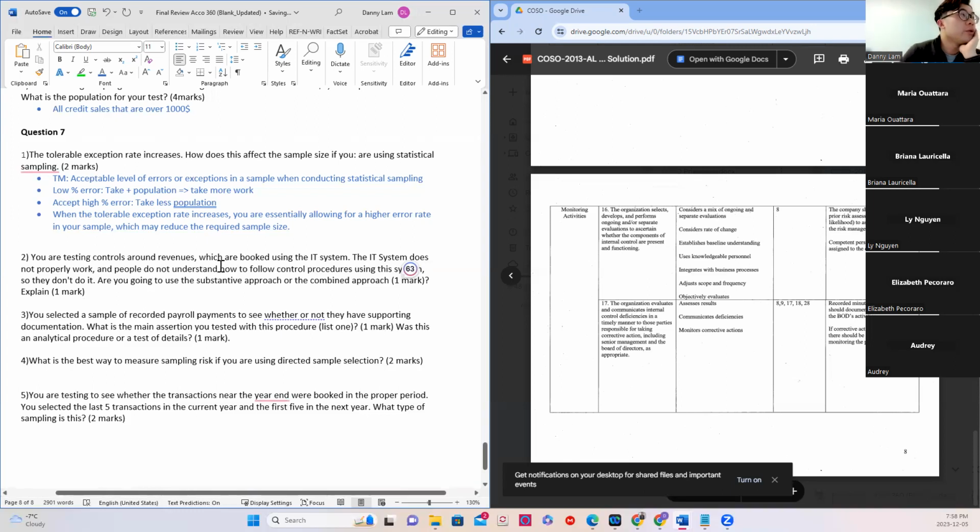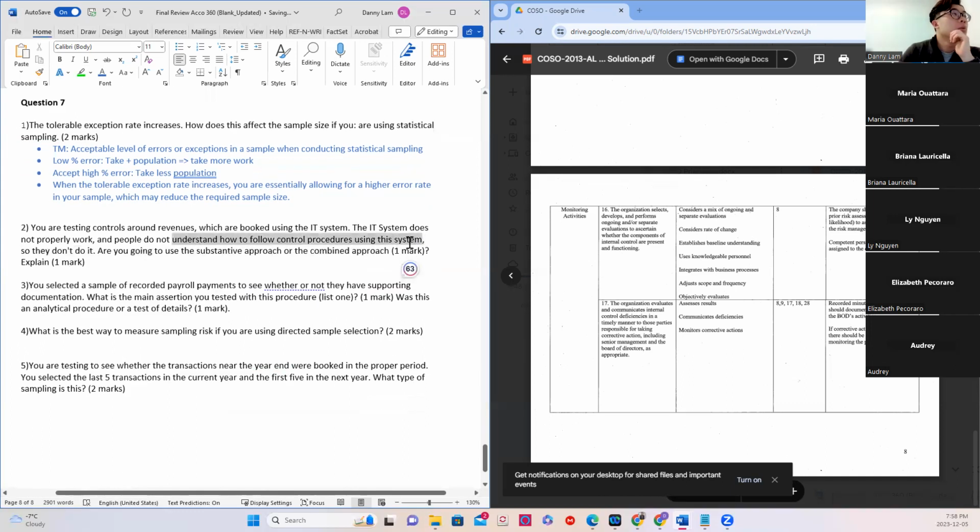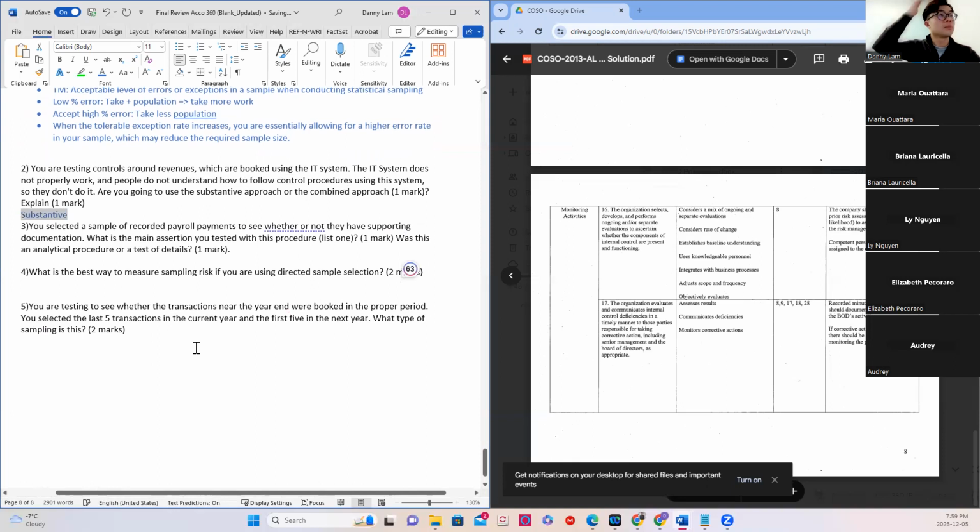You're testing controls around revenue, which are booked using an IT system. The IT system does not properly work, and people do not understand how to follow it. Are you going to use a substantive approach or a combined approach? This should be an easy question. Substantive, yeah. Can't trust these people. Okay, so for the next one.